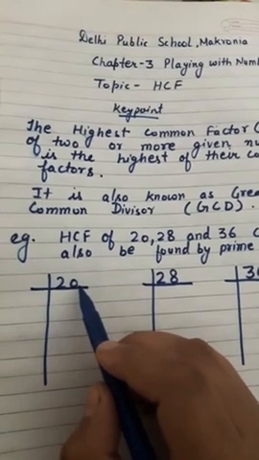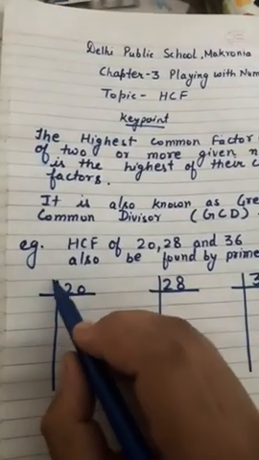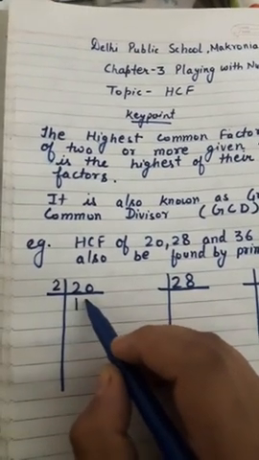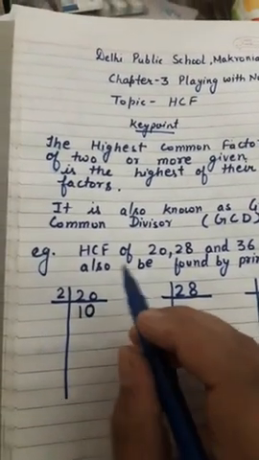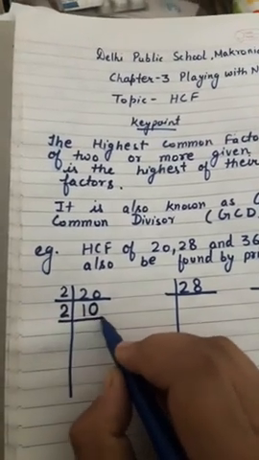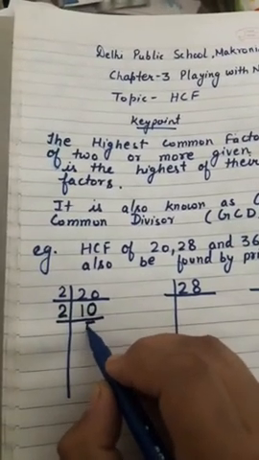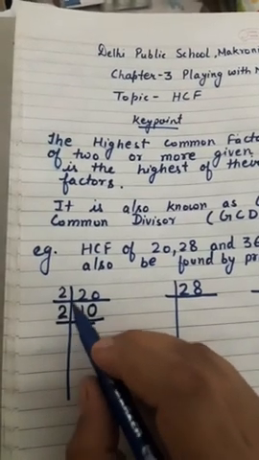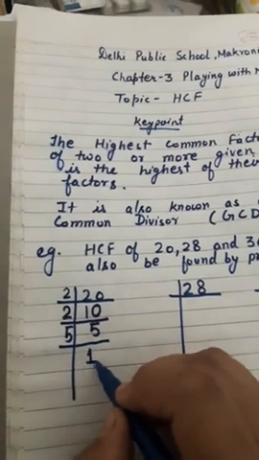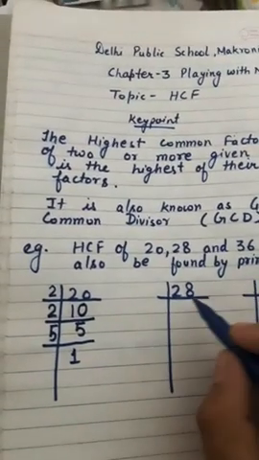20 is an even number, so it is divisible by 2. 2 ones are 2 and 0. Here again it is an even number, so it is divisible by 2. 2 fives are 10. We will use only prime numbers. So 5 ones are 5.